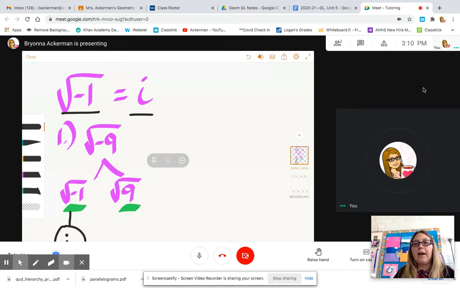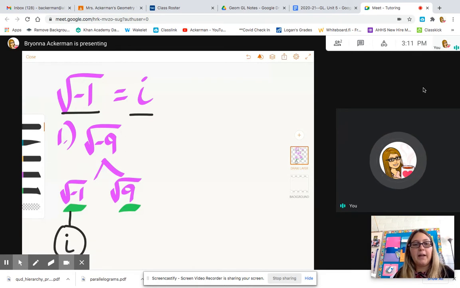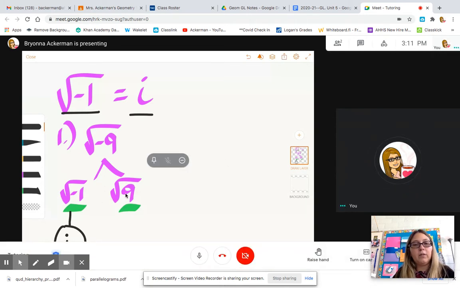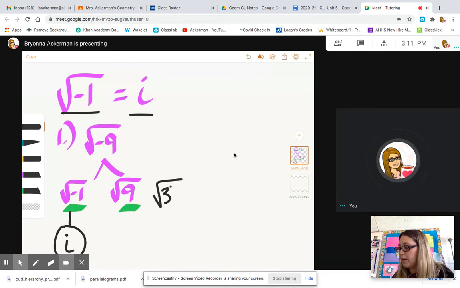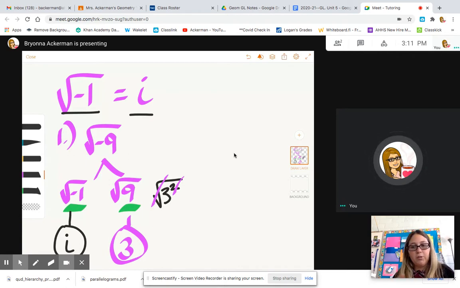Okay? Now, the square root of 9, that's one of our perfect square roots. And so the square root of 9 right here, we know is equivalent to the square root of 3 times 3, or 3 squared. But the squared and the square root cancel each other out, and so you're just left with 3. So that's the end of your branch. We then just put the 2 together, and the correct way to write it is 3i. And so that would be the answer to number 1, 3i.